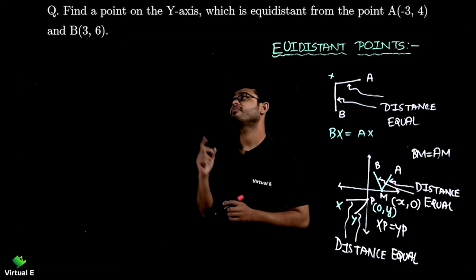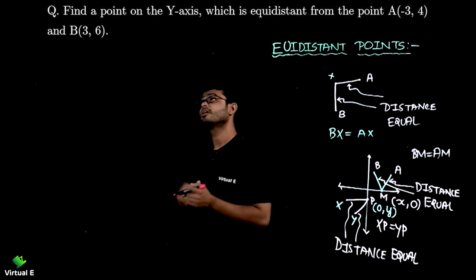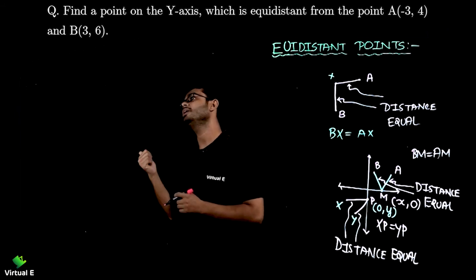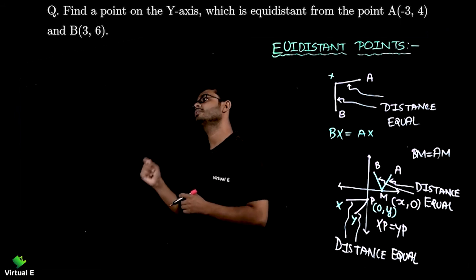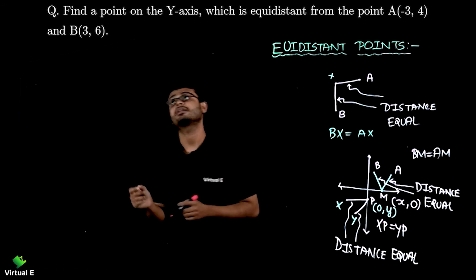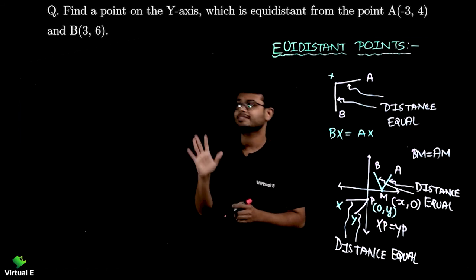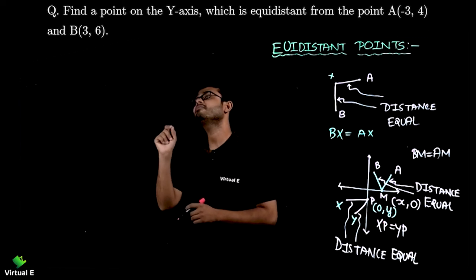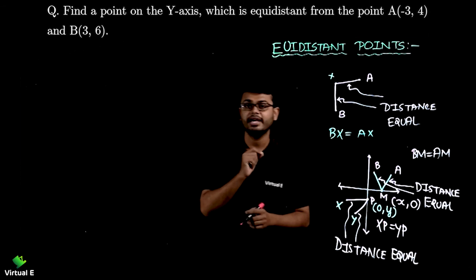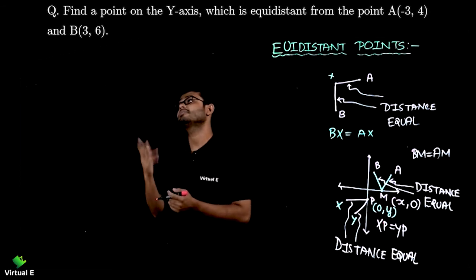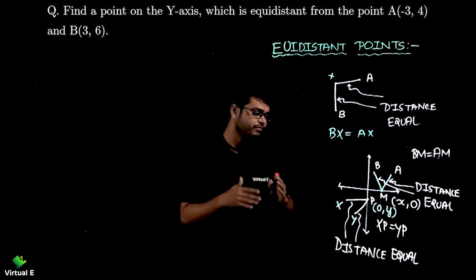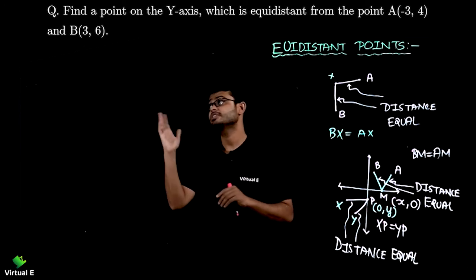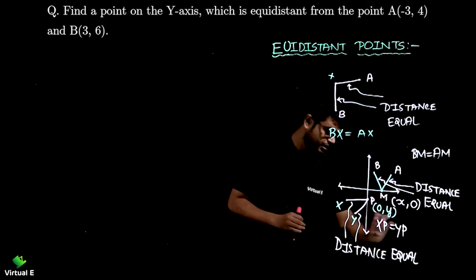Let's discuss the question. Find the point on the y-axis equidistant from A (-3, 4) and B (3, 6) on the same plane. Okay, so the plane is the same, don't bother about it. Then we want a point on the y-axis. A is given, B is given. So for the point on the y-axis, what will we assume? (0, y). Simple.